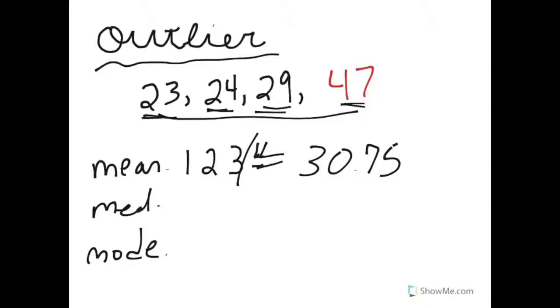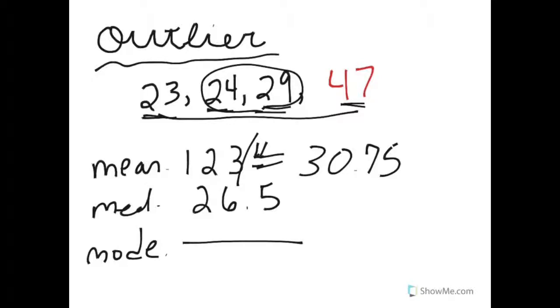The median, which is the number that appears in the middle, okay, well, I've got 2, so I've got to take 24 and 29, add them and divide that by 2, and I end up with 26.5. And then the mode, the number that appears the most: no mode, okay? That would mean that they are all different. The mode would be 23, 24, 29, and 47.